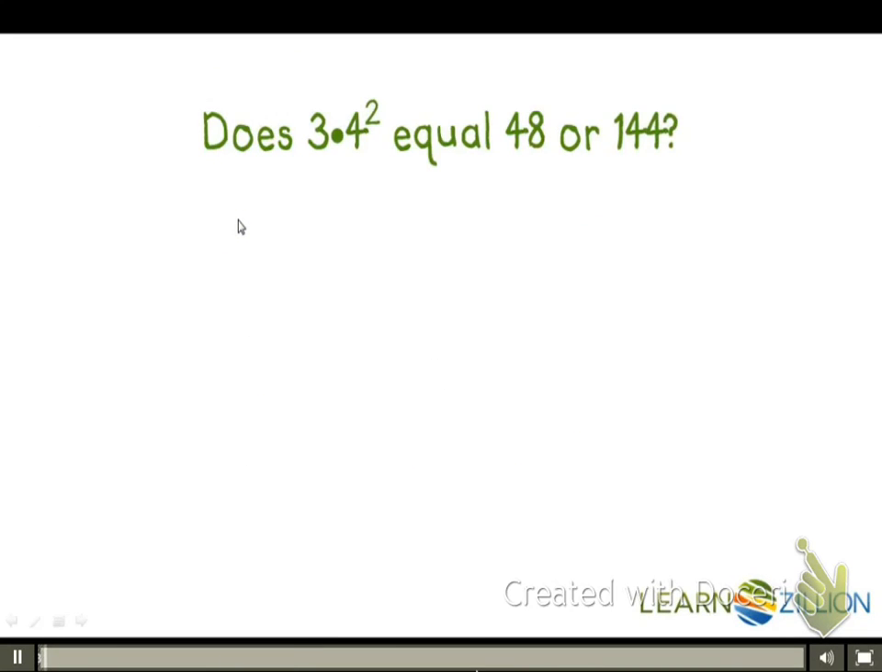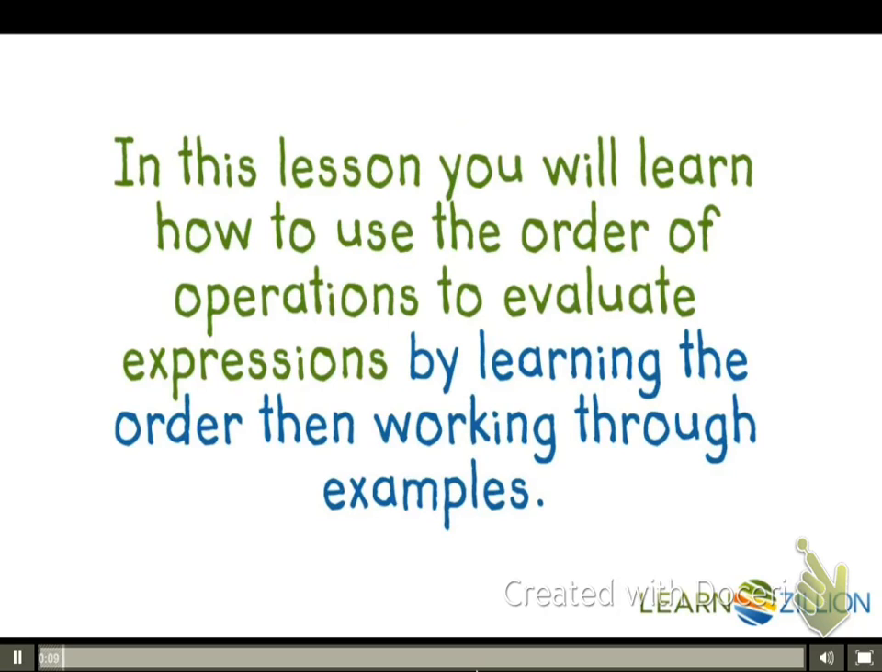Does 3 times 4 to the second power equal 48 or 144? What's your guess? In this lesson, you will learn how to use the order of operations to evaluate expressions by learning the order, then working through examples.